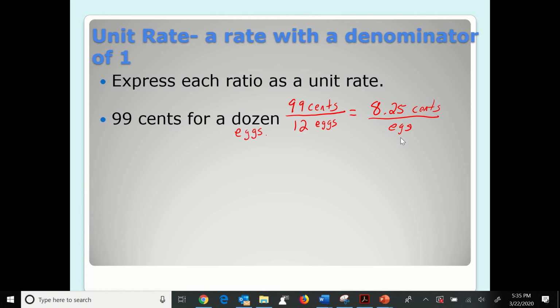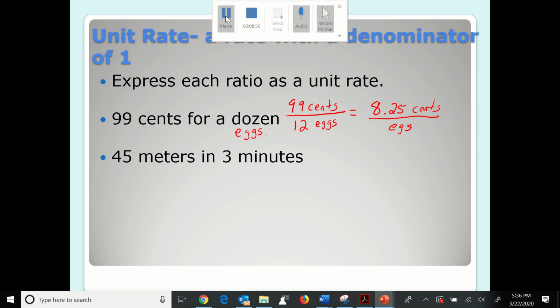All right, try this next one out here on your own. 45 meters in 3 minutes. So find the unit rate here. Write it out as a fraction like I did. Divide it out and find out what your unit rate is. Include the units of measurement, because remember, rates include measurements. This is important that you have these in here. So go ahead and do that now. Pause the video. Find the unit rate.